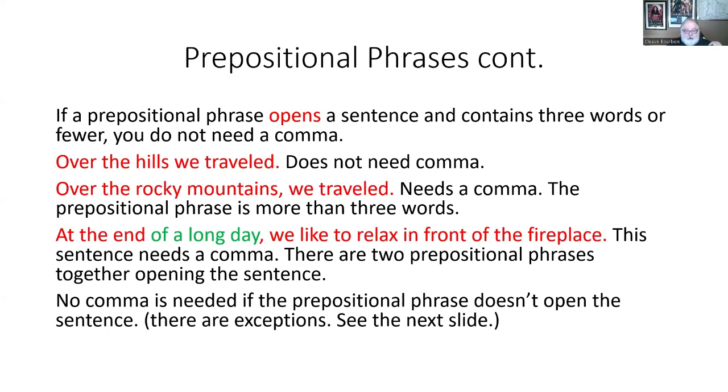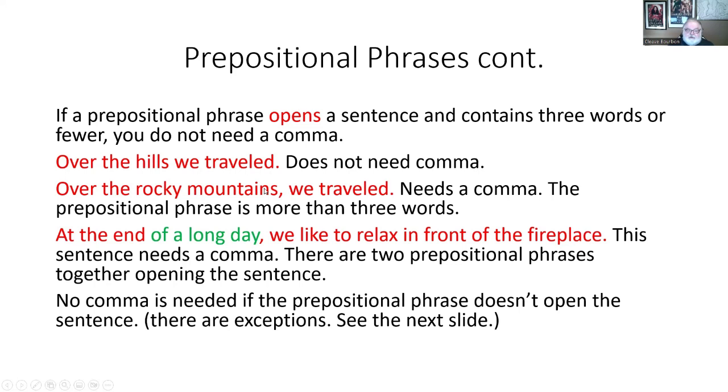If you do, no one's going to count it wrong. No one's going to say, oh, you can't do that, there's only 3 words there. No, like over the hills we traveled, if you notice it doesn't have a comma, it's really not needed because it's short and we understand. It's the same thing as saying we traveled over the hills. I mean, you can reverse it back. Over the Rocky Mountains we traveled, we have a comma there because it's 4 words.